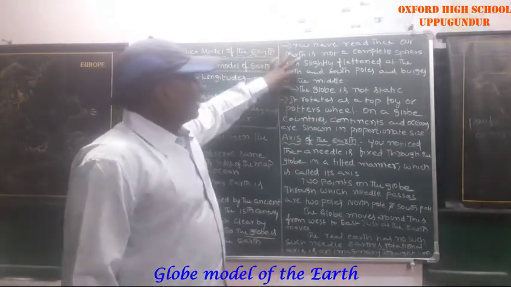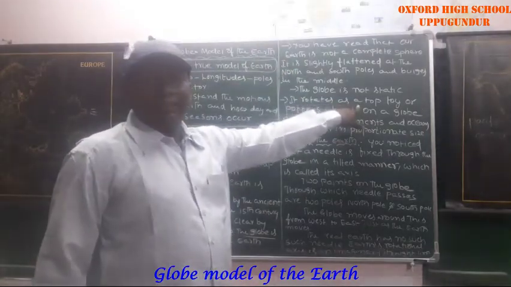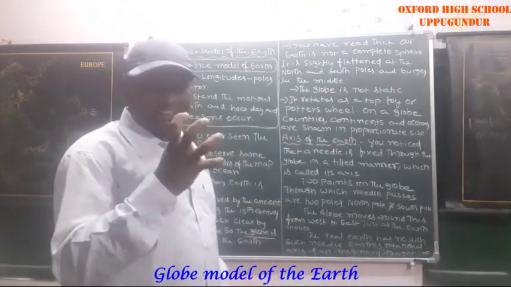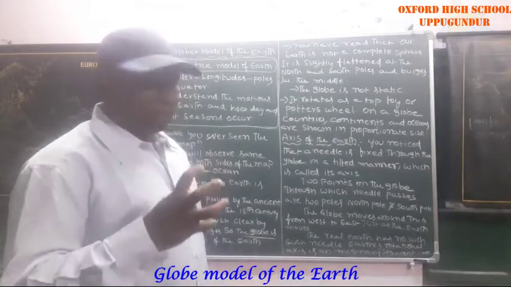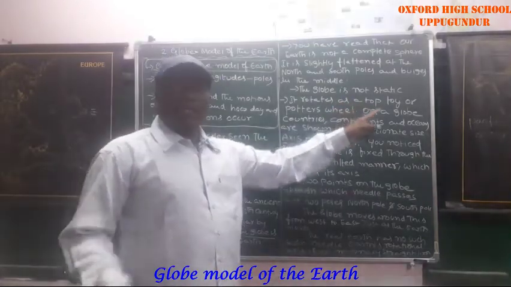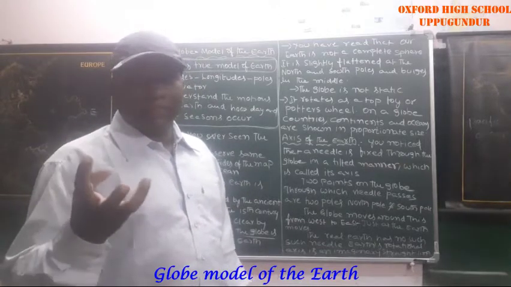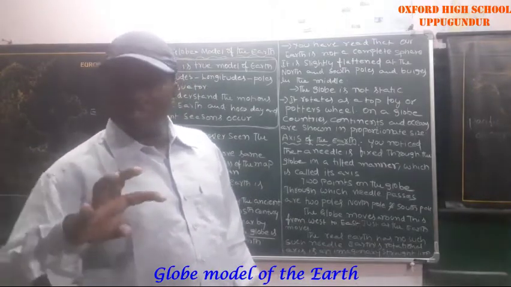Then the globe is not static. Static means it does not stay in one place. The globe does not stay in one place. It is not static. It rotates like a top. Top means bongaram in Telugu. It rotates like a top or a potter's wheel.